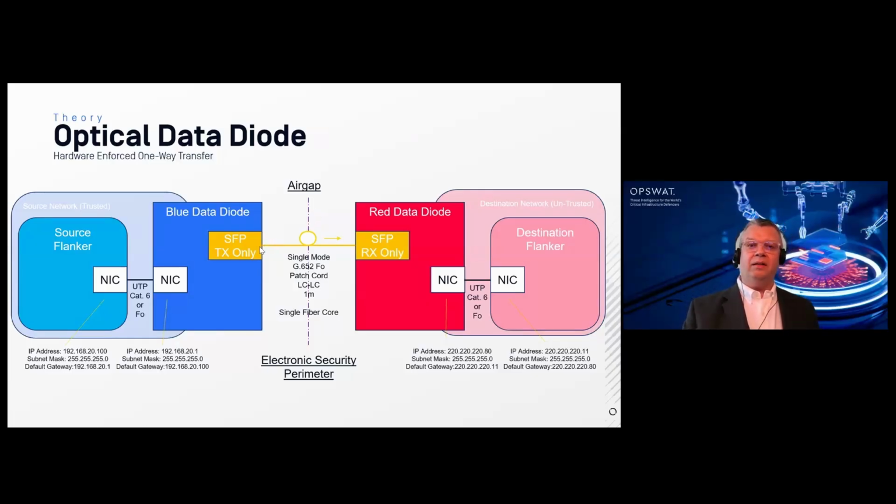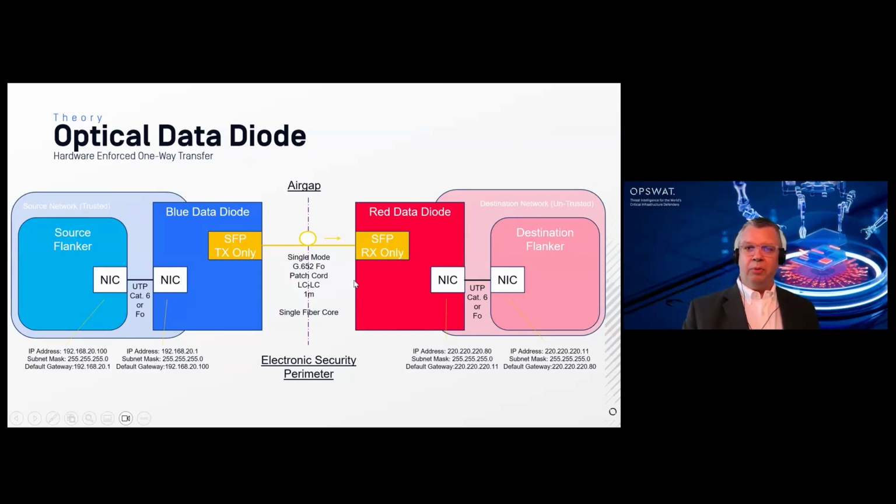Now, how does this communicate, and how do we enforce the one-way flow of data? Well, that is by implementing an optical data diode. The blue data diode server has an optical module, which is a transmit-only capability. The red server has a receive-only capability. Light can only flow from blue to red. There is physically no return path, no back channel, no nothing. So it's a completely one-way communication method protected in physics.